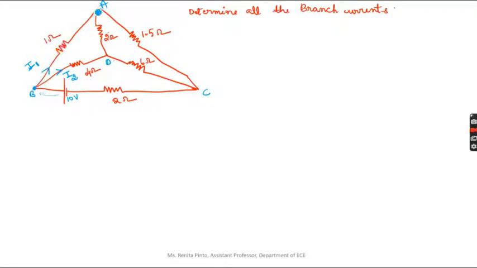Now let me consider this first branch. At this junction, again the current will divide, correct? So current will flow in this and current will flow in this. I'll take the current flowing in this branch as I3. Similarly, the current flowing in this last branch, that is in AC, I will take as I1 minus I3. Now at this node, I3 is flowing inside, I2 is flowing inside. That means the next branch will be I2 plus I3.